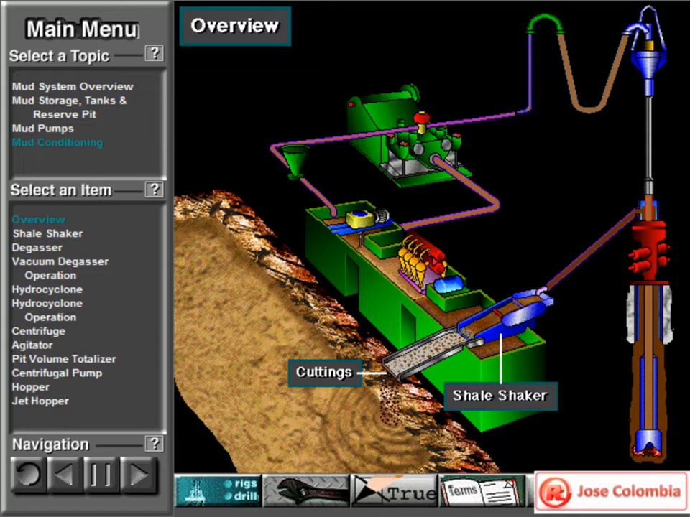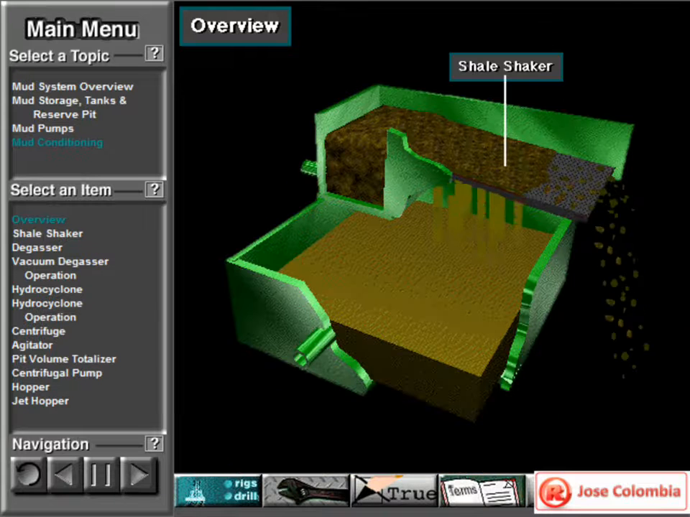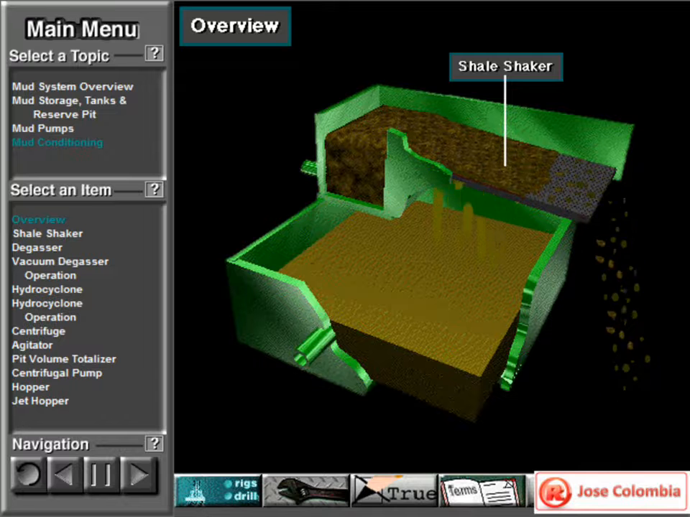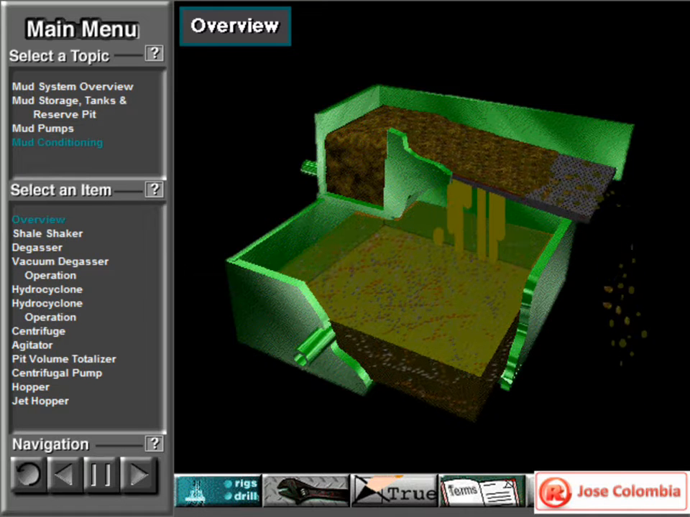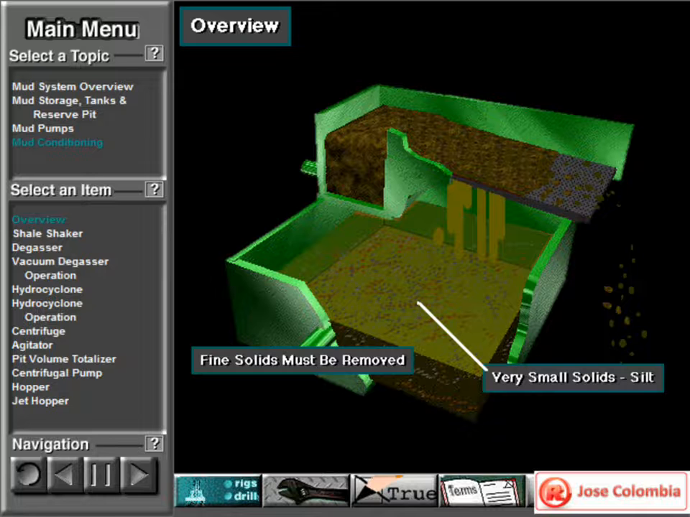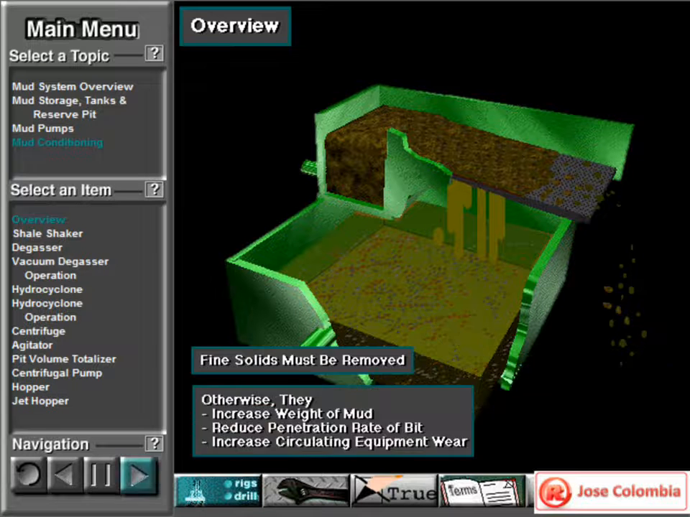The Shale Shaker mechanically takes out the large cuttings from the mud. It does not, however, remove very fine cuttings and other small solid particles. These solids can be fine sand particles and other very fine materials, often called silt. Good drilling practice requires removing these undesirable solids.